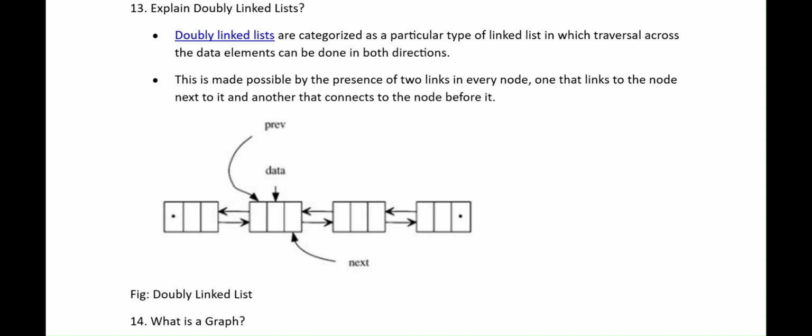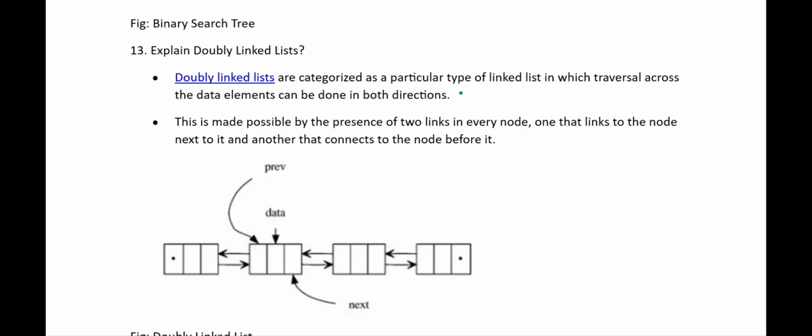Okay, doubly linked list. It is a type of linked list which we can traverse from both directions. It has two links. A singly linked list has only one direction to traverse, but a doubly linked list can traverse in both directions because it has two links. It will address the next node and the previous node also. There are two connections.